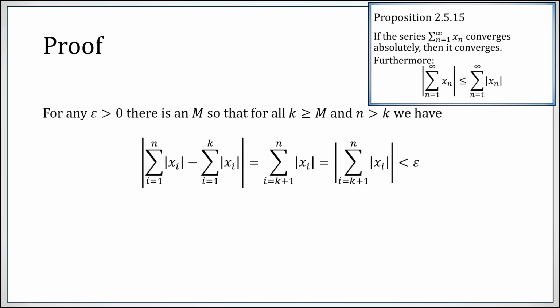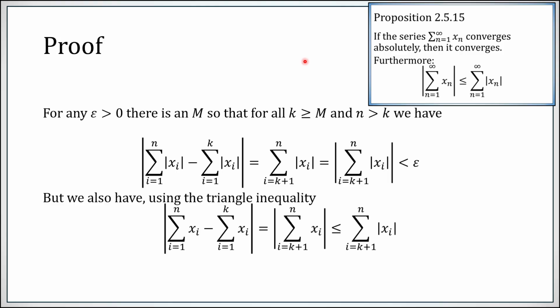So here's what we have from the previous slide. But we can also have from the triangle inequality that this absolute value, this is, observe, the nth partial sum and the kth partial sum of the original series without the absolute values. But now this absolute value on the exterior is necessary. We don't really know what's going on with these terms. But by the triangle inequality, because we have finitely many terms here, I can say it's less than or equal to this sum here.